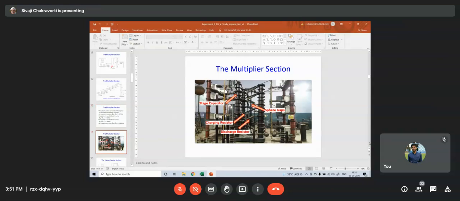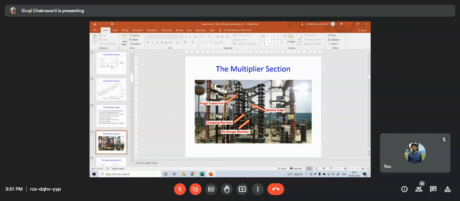This is the actual photograph of our impulse voltage generator. These are the stage capacitors. You can see two black corona rings here, and in between the two corona rings are the capacitors. Immediately you can identify them. Every column has two capacitors. Look at my mouse moving: this is one capacitor between two corona rings, then here another one. So four columns, eight capacitors.